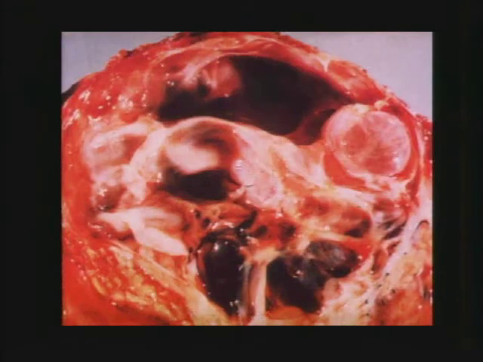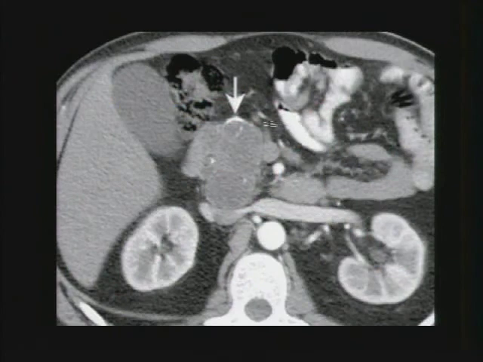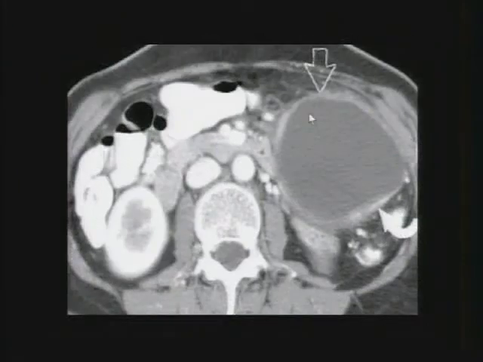So on cut section, this is what you see, these large cystic lesions with thicker septations in the wall. And this is a classic mucinous cystic neoplasm. Large cysts, it can be solitary or multiple with peripheral calcification. And again, large cyst, thick wall enhancement, and there's a little bit of calcification posteriorly.